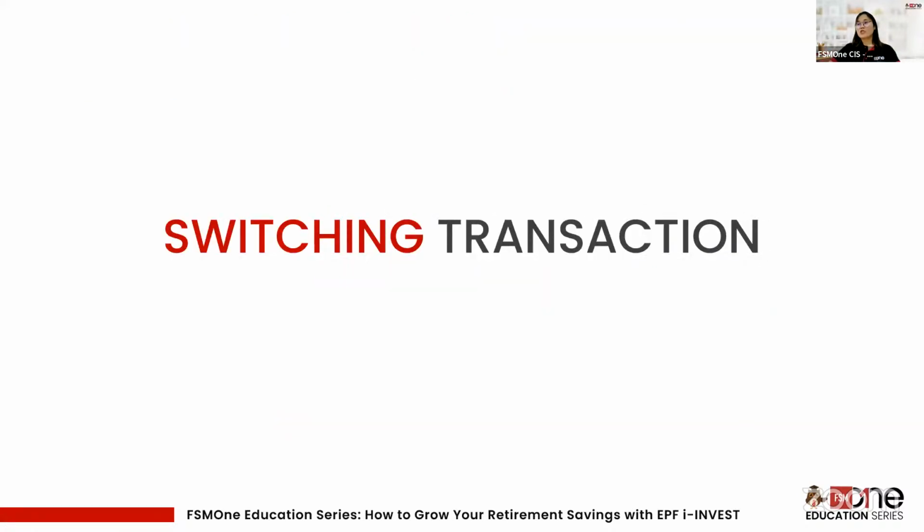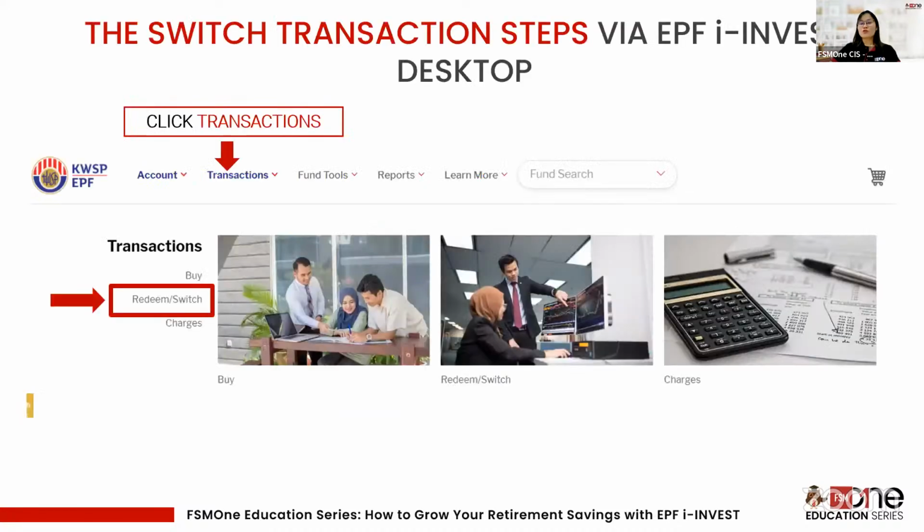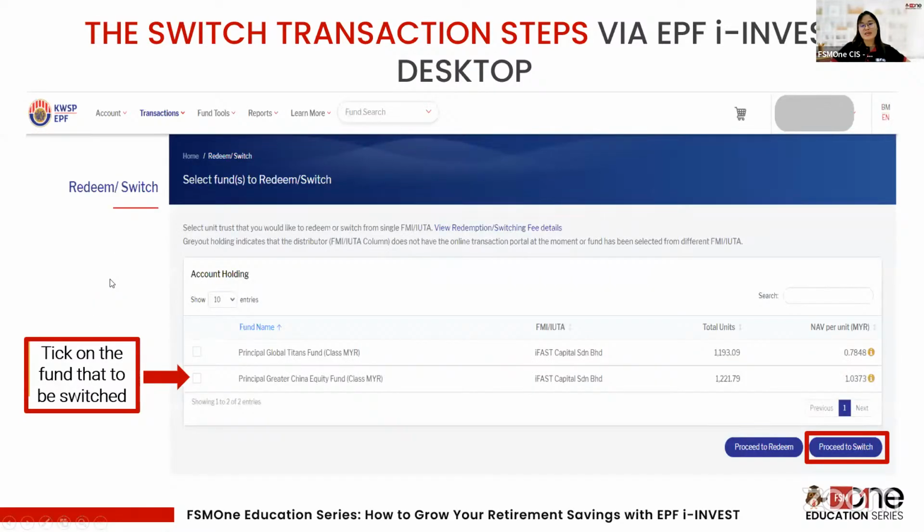Here we come to the switching transaction. Mouse over to the transaction tab on the top left corner and then click on the redeem and switch tab. Come to this page. You can see that currently there are 2 funds in the account holding. For example, select the fund that you would like to switch and then click the proceed to switch button.